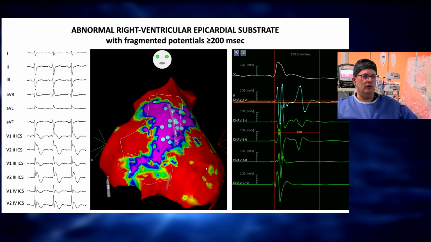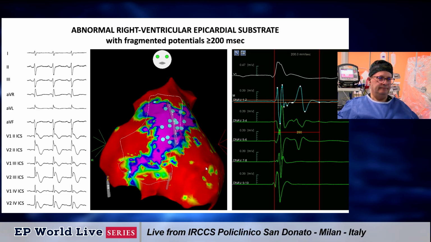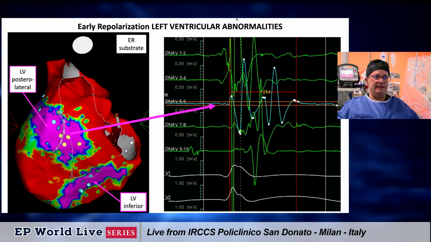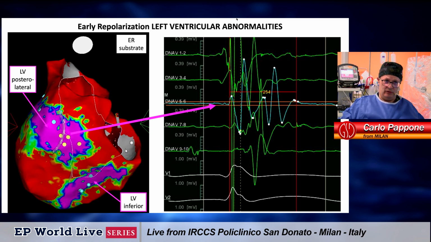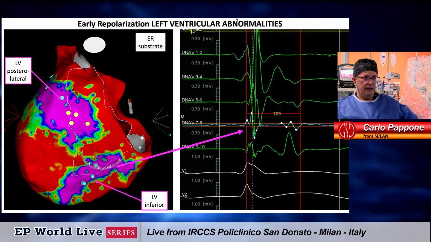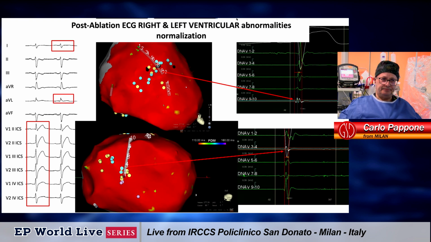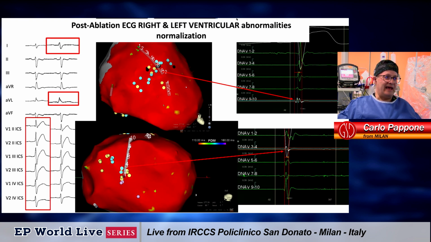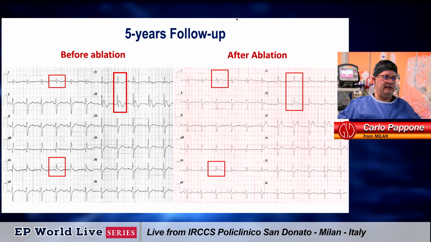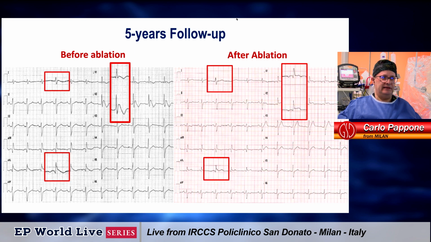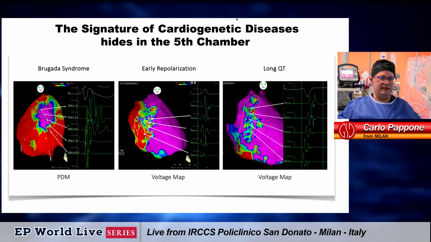Okay, you see on the anterior wall, we have the typical substrate of Brugada. But interestingly, we have the localization of Brugada in the inferolateral aspect of the right ventricle and the left ventricle. You see in the left ventricle, we have the Brugada substrate, right? And after the ablation, we have the normalization of the electrogram, the reduction of early repolarization, the disappearance of Brugada pattern, no more early repolarization.